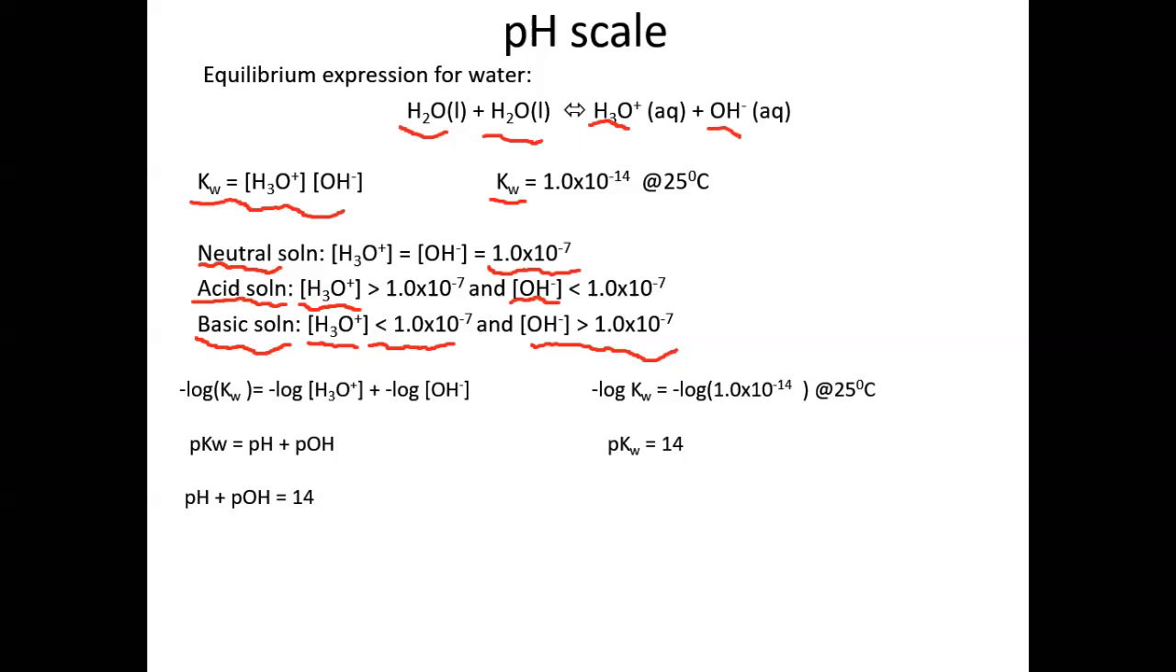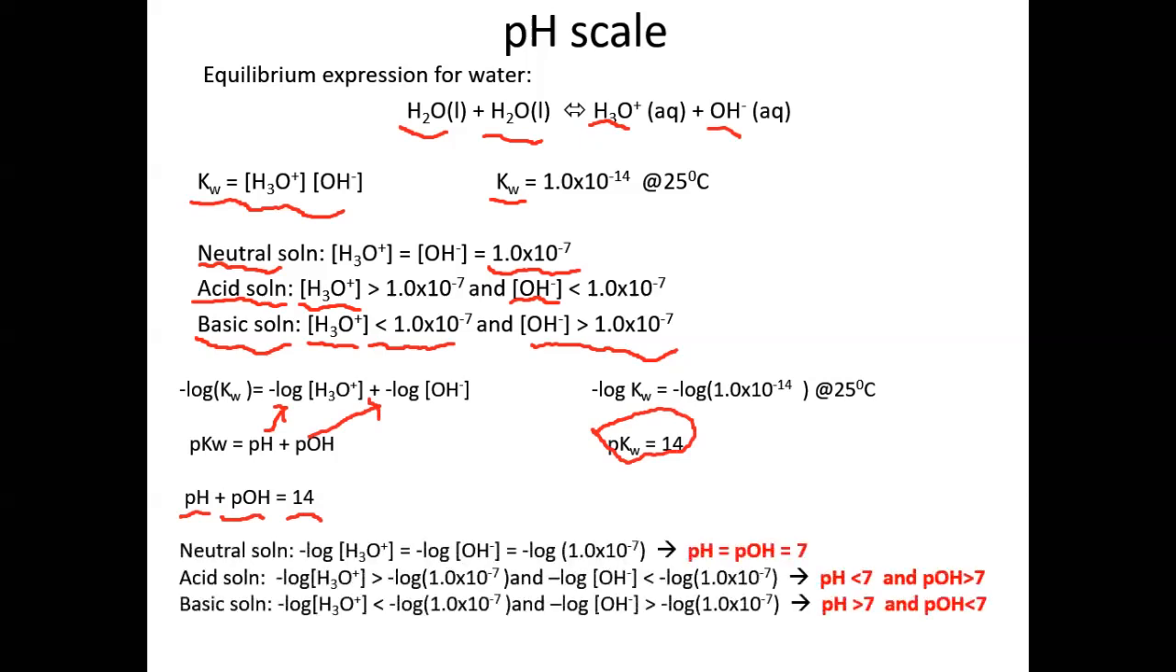So again, pH equals the negative log of the hydronium ion concentration, and pOH equals the negative log of the hydroxide ion concentration. And pKw equals 14. So pH plus pOH equals 14. Now if we want a neutral solution, notice that the pH has to equal the pOH, and that equals 7. So when you have a pH of 7, you have a neutral solution.